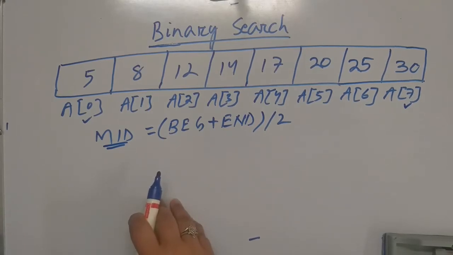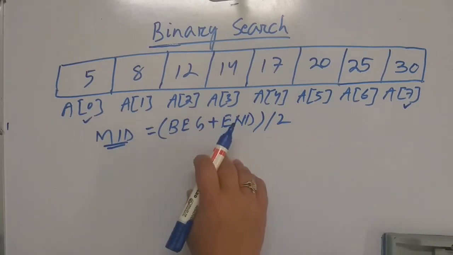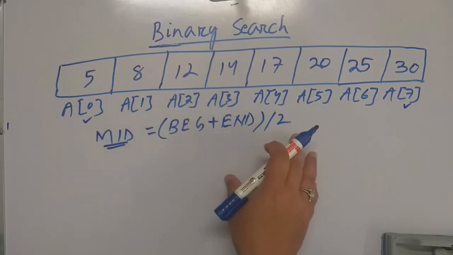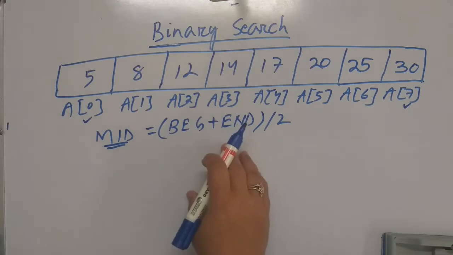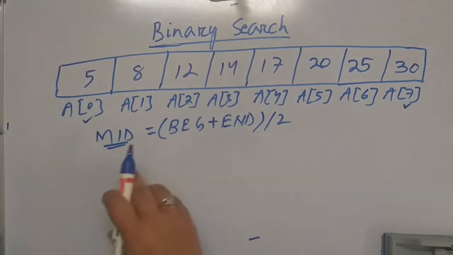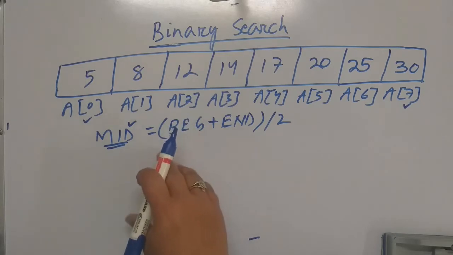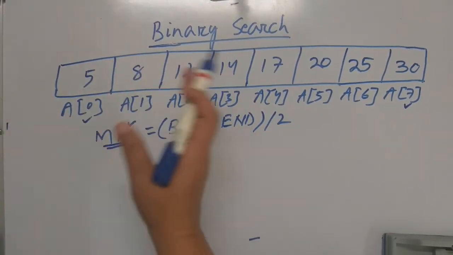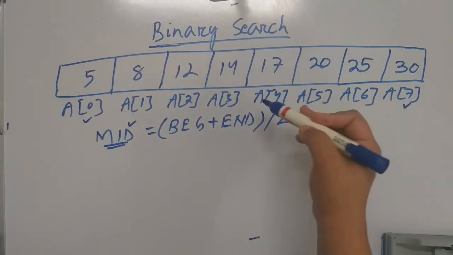Whenever we get the mid position, we check whether the mid position element is equal to the searched item or not. If we directly find that the mid position element is the searched item, then the search is successful and we exit from the algorithm. Suppose the mid position element is not the searched item, then we compare whether it is less than or greater than the searched item. If it is greater than the searched item, we search the left portion of the list from the mid, and if the searched item is greater than the mid item, we search the right portion of the list.